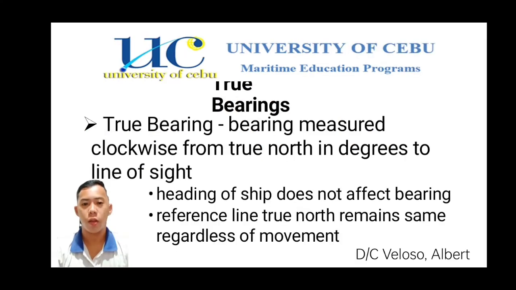True bearing is expressed as a horizontal angle between a geographic meridian and a line on the Earth. It is a bearing measured clockwise from true north in degrees to the line of sight. The heading of the ship does not affect the bearing, and the reference line, true north, remains the same regardless of movement.